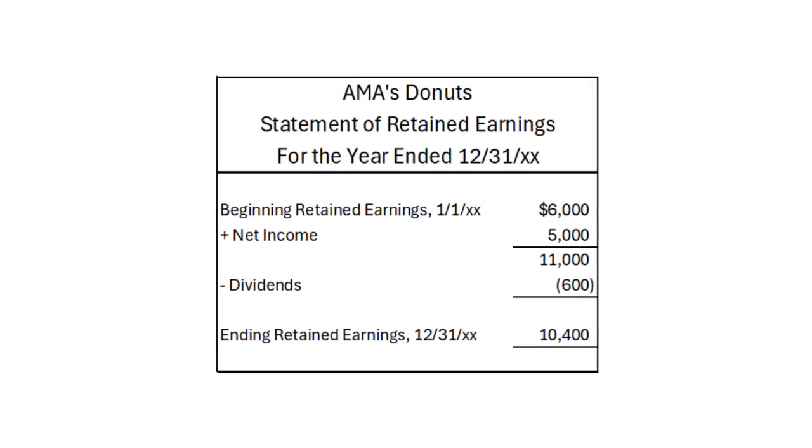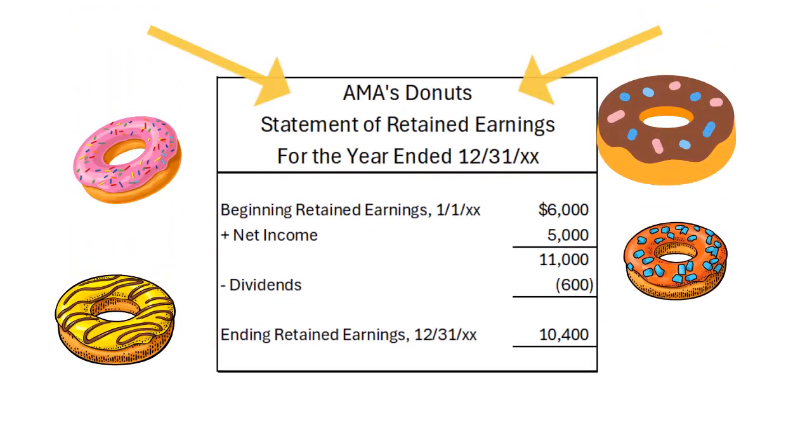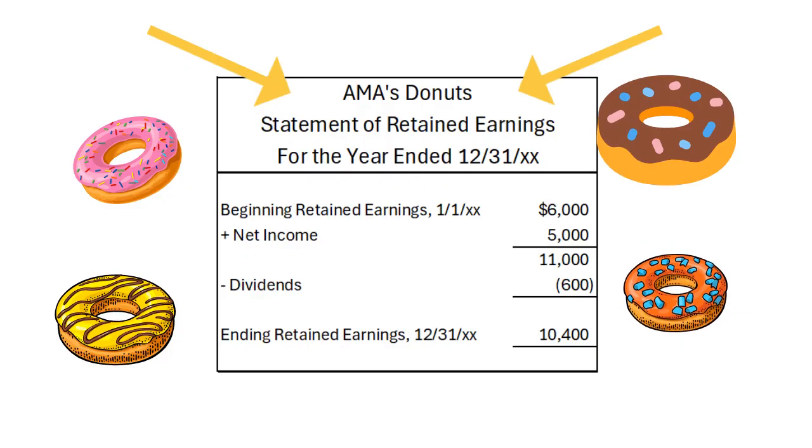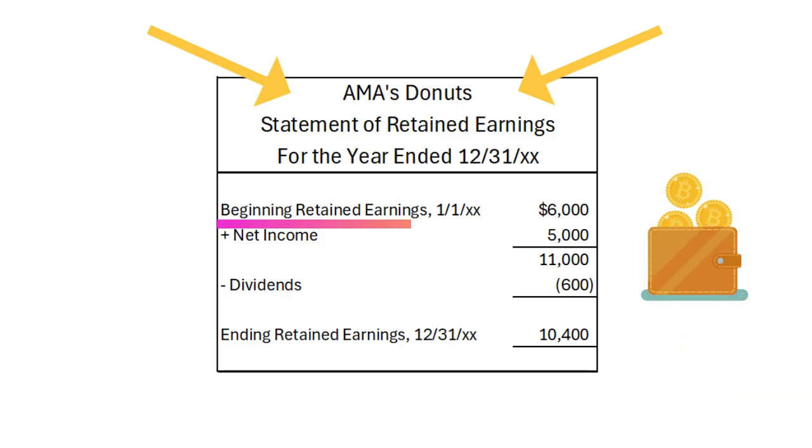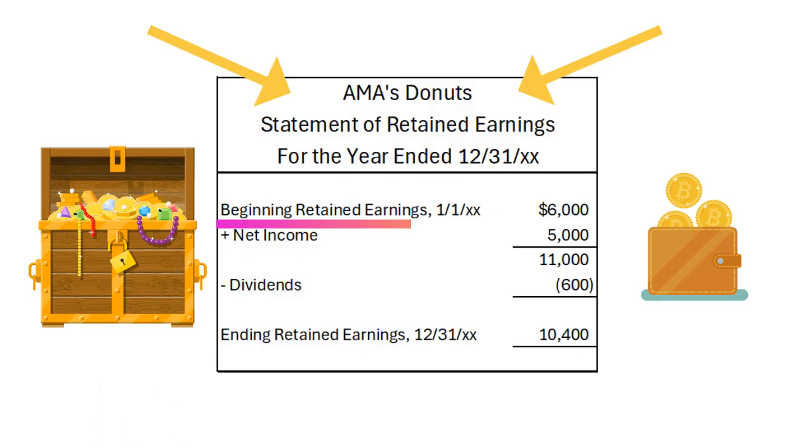Onto the statement. We present it with company name, title of the statement, and the time frame covered in the report. Our first item is beginning retained earnings, which is the profit we've made in earlier years. I like to think of it like a wallet or even a treasure chest where we store all of our earlier earnings. If it's a new business, we'd start with zero.